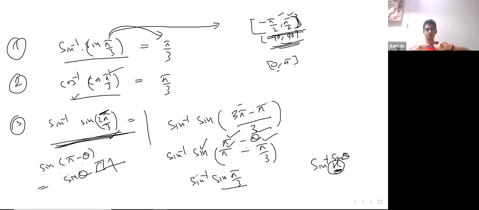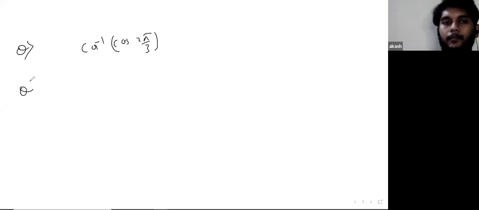Okay, I'm done. Solve this question: cos inverse cos 2 pi by 3. Next question is cos of sine inverse sine pi by 6.